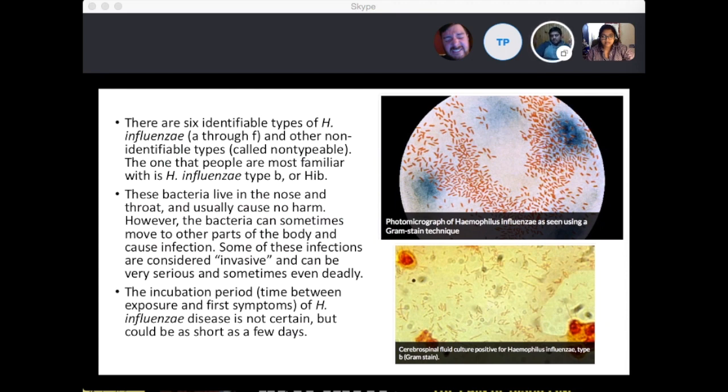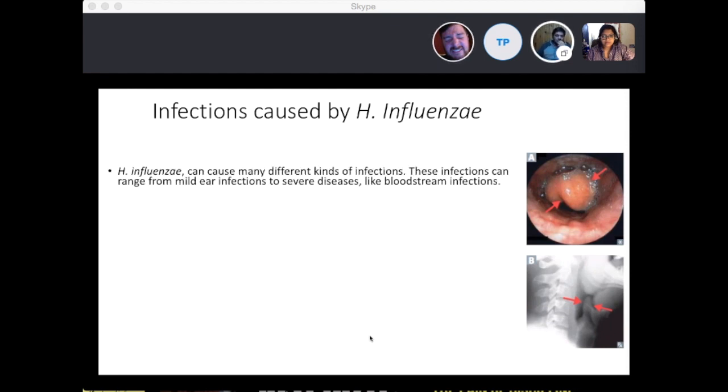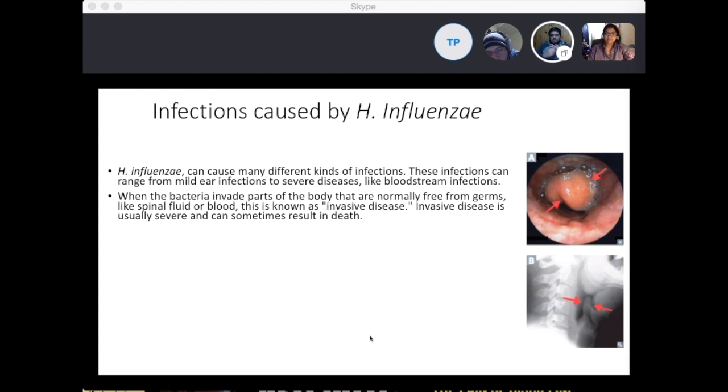Here you could look at what gram staining techniques would look like, and then Haemophilus type B under CSF. Just general stuff for this slide. So we're going to talk about some infections that are caused by these. They can range from mild ear infections to severe diseases. When the bacterium invades parts of the body that are normally free from germs, like spinal fluid or blood, these are known as invasive diseases, and they're often severe and result in death.